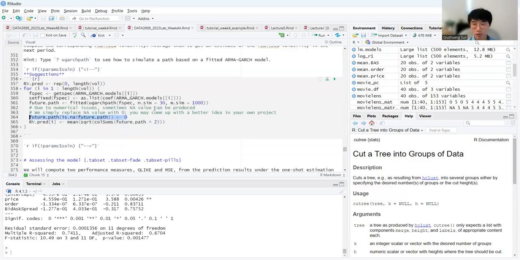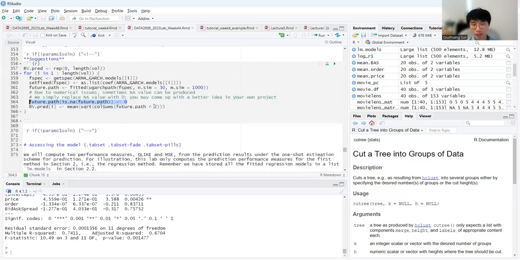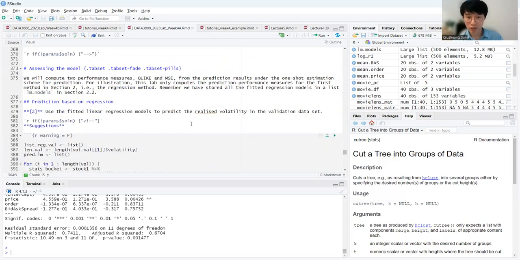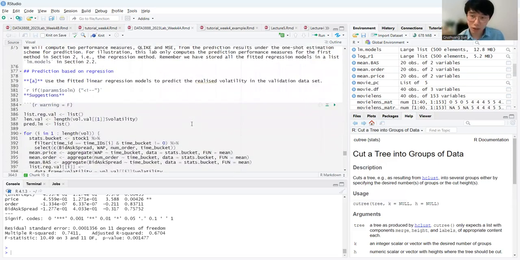These 3 models use different strategies to analyze the original time series data or snapshots of the order book data. Then we need to use some performance measures to assess how good the model is in predicting the future realized volatility. So for simplicity, in this lab, we only assess the performance of the linear regression models in the validation data set. Remember, I use the first 80% of the data set for training and the remaining 20% for validation.